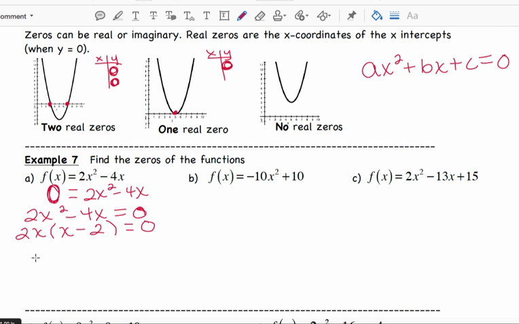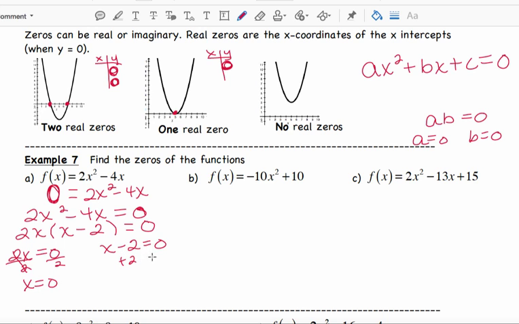And then we are going to use the zero product property that looks like this. If a times b equals 0, then a must equal 0, or b must equal 0, one or the other. So I'm going to take my first factor and I'm going to set it equal to 0. I'm going to take my second factor and set it equal to 0. And then we can go ahead and solve. If you divide by 2, you get x equals 0. And if I add 2, I get x is equal to 2.